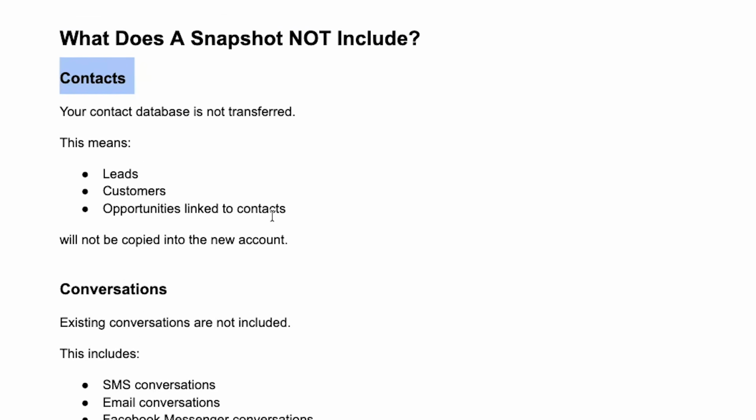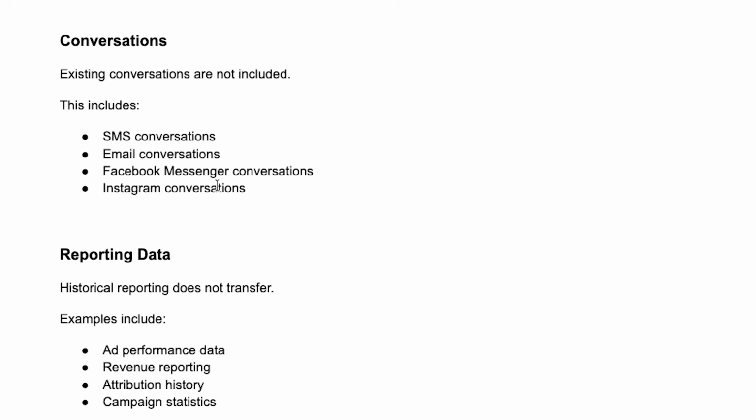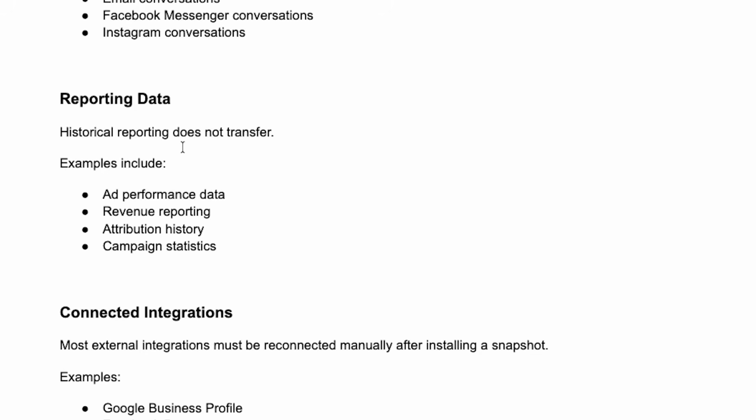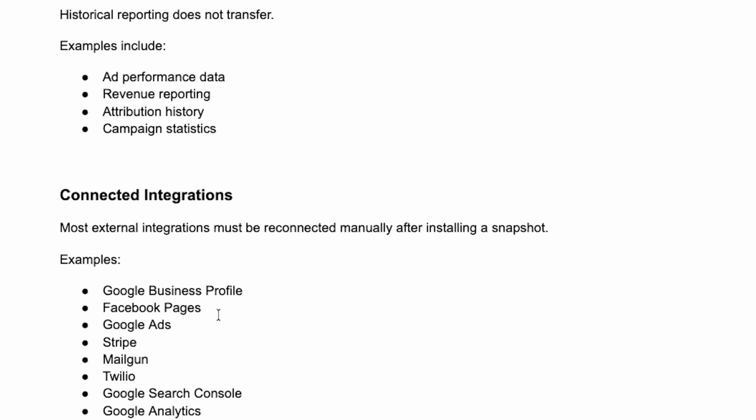Leads, customers, opportunity links to contacts, they won't be copied into the new account that you are installing the snapshot in. Secondly, conversations. So any conversation that you've had inside your GoHighLevel account, when you create the snapshot of that account, these conversations will be ignored. Reporting data. So if you've got Google Analytics, Google Search Console, Google Ads and stuff, nothing like that will be included in the snapshot.